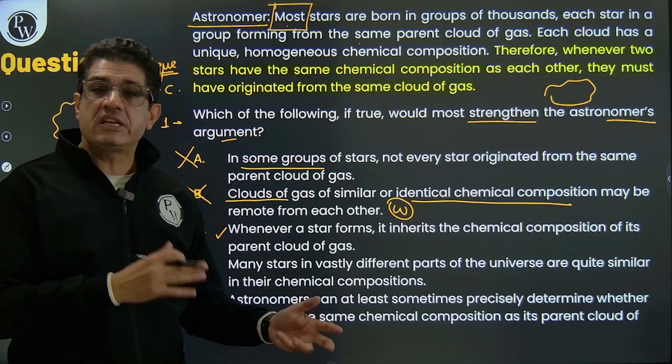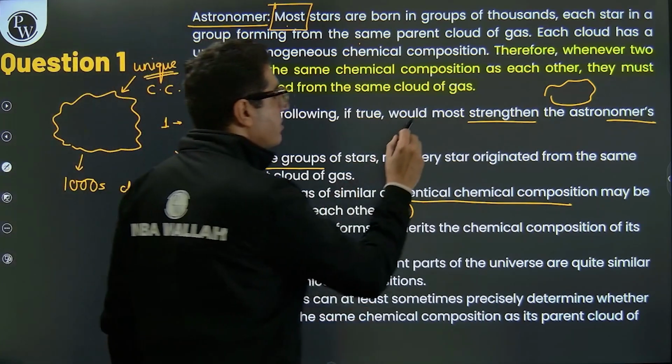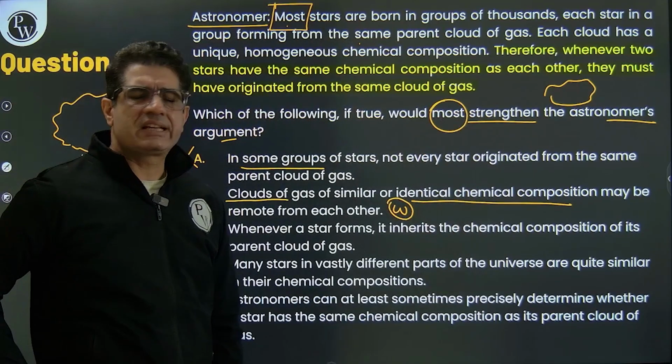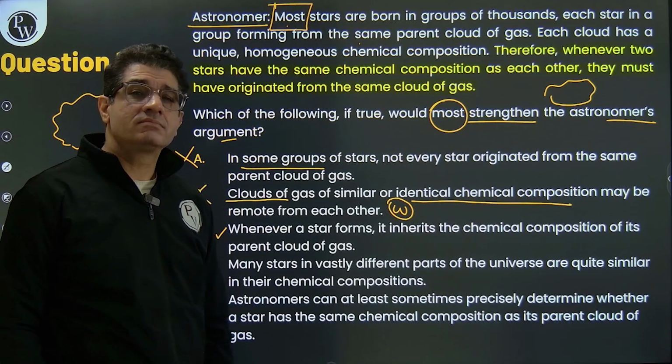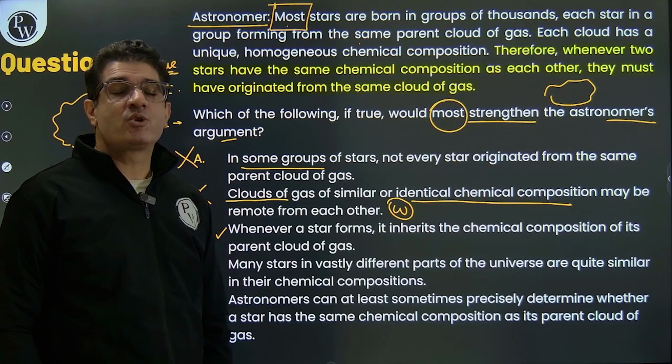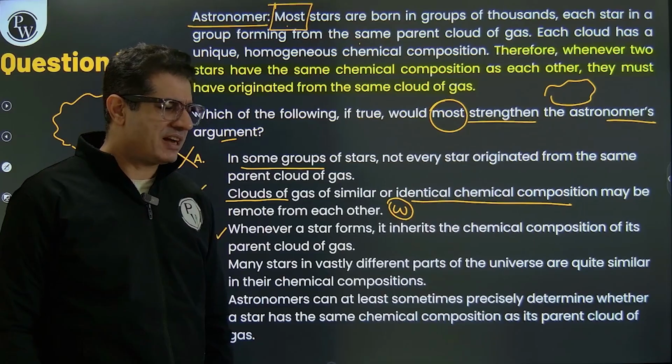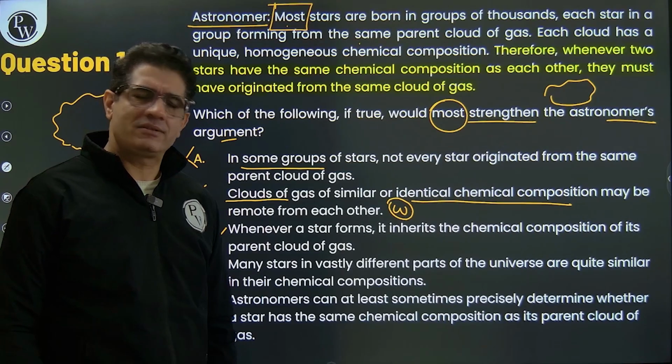Now, why am I not choosing it outright? I'm not choosing it outright as my answer because of the presence of the word most. Most tells us that it's possible for you to have more than one answer choice that strengthens. And you are in that case supposed to pick the best one.